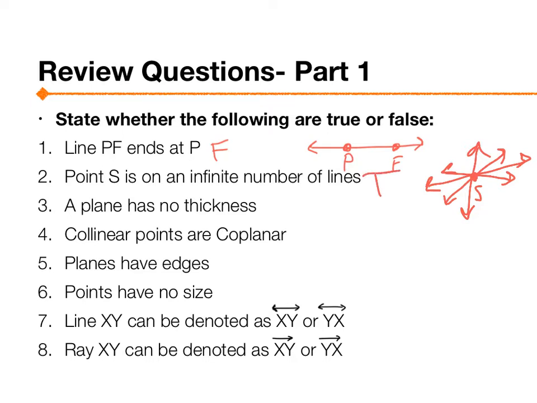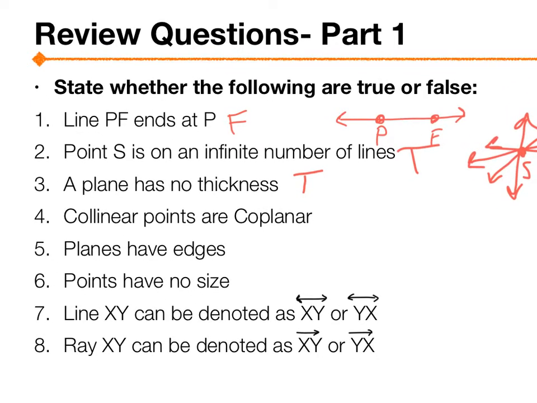A plane has no thickness. False. This is true. Planes, lines, and points: if you go back to the slides for each of those, the second bullet point says has no thickness. All of them have no thickness. It is a flat surface. We use a piece of paper to demonstrate it, but this wouldn't be a plane because this has thickness. A plane has no thickness.